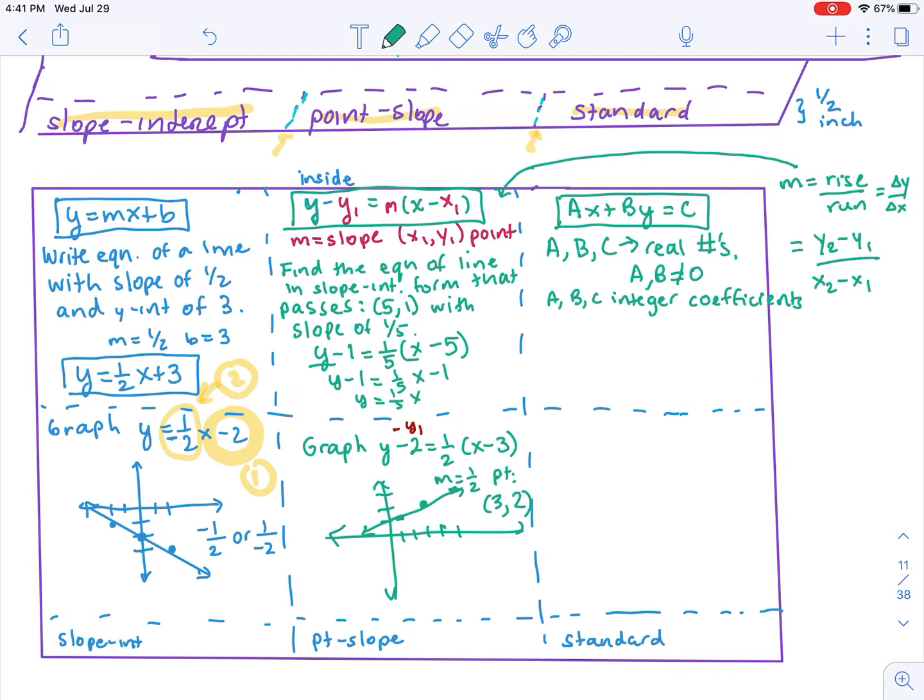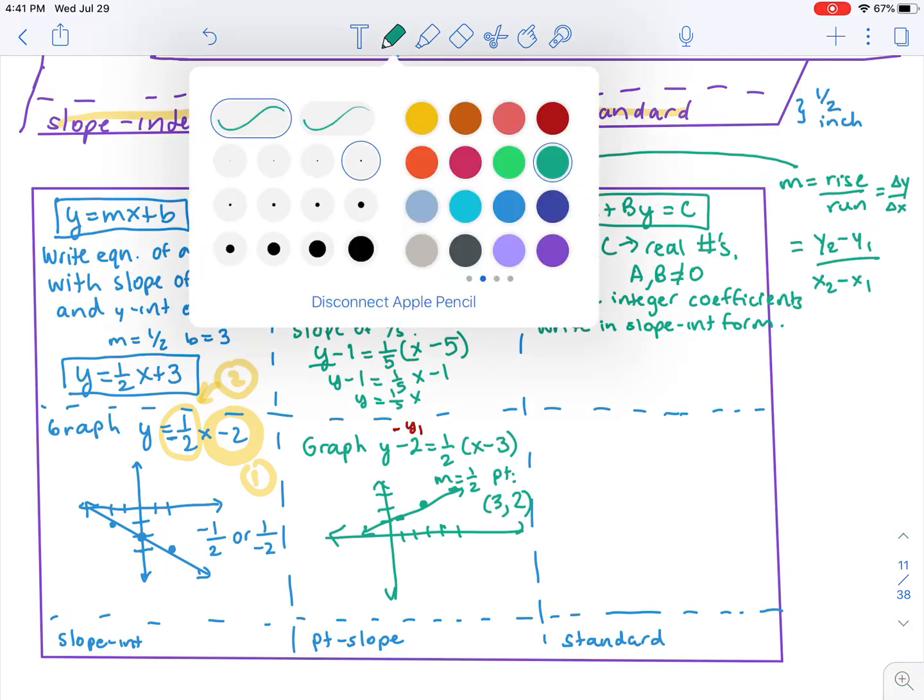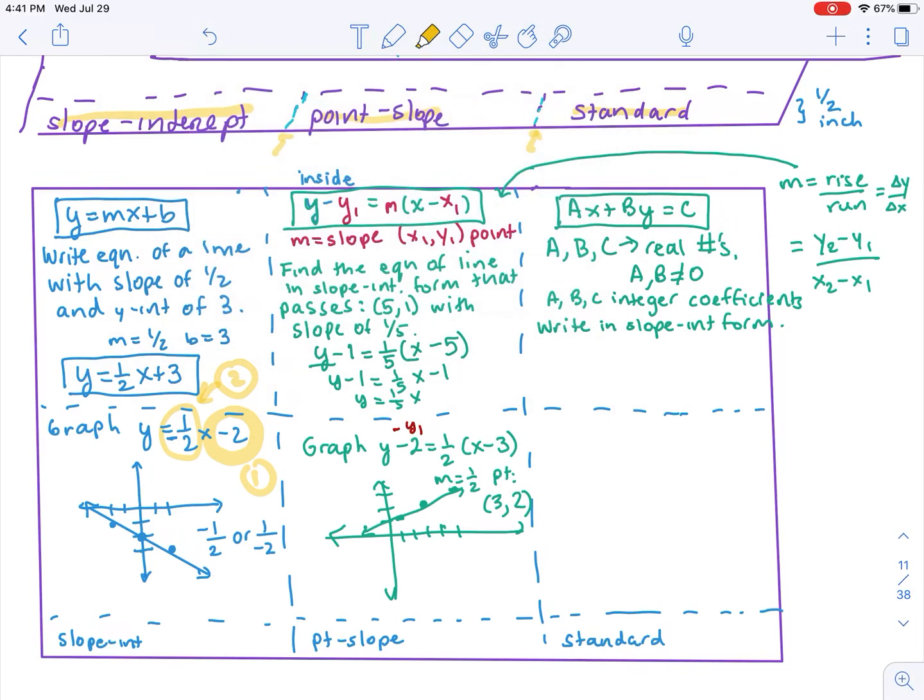So say you were given something in standard form and they want you to write it in slope-intercept form. One thing to note is that if you're asked to write the equation of a line, you're never going to be asked to start with standard form. Standard form is always something that you end in. So for this one, I have the example written a certain way, but I think I want to make it so that I write in standard form instead.